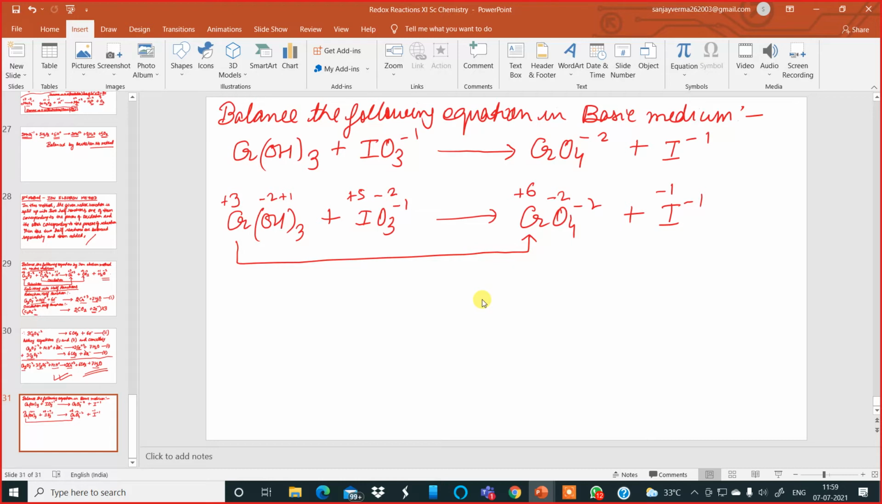Chromium plus 3 is becoming plus 6. So it is an increase in oxidation number. So this part is oxidation. This is the oxidation half reaction.